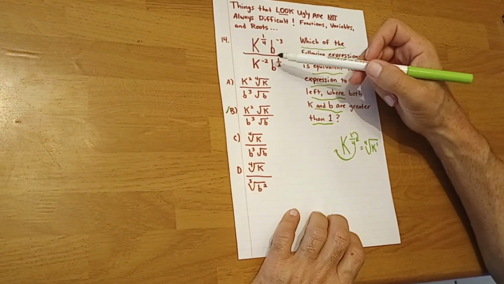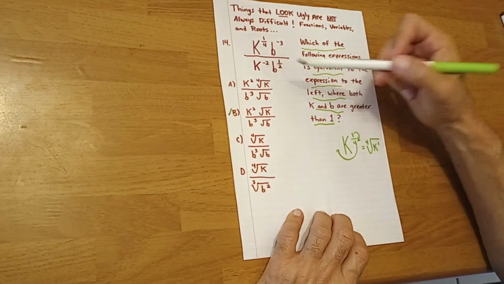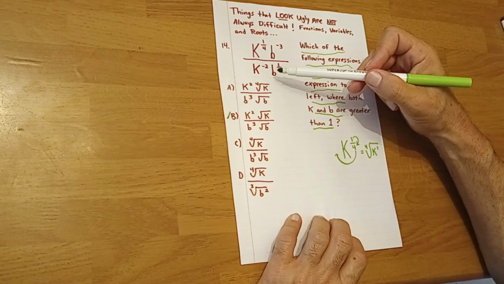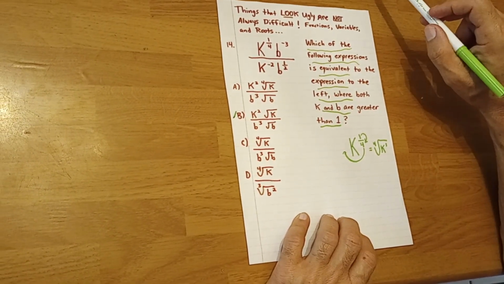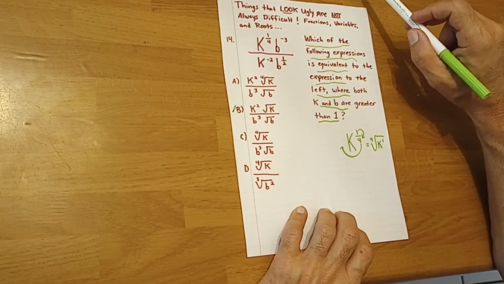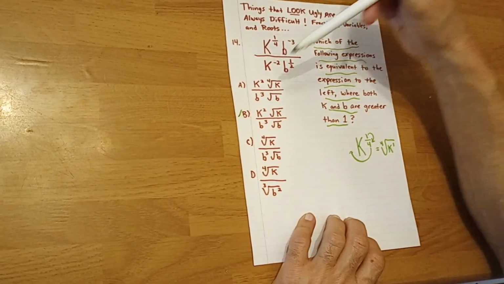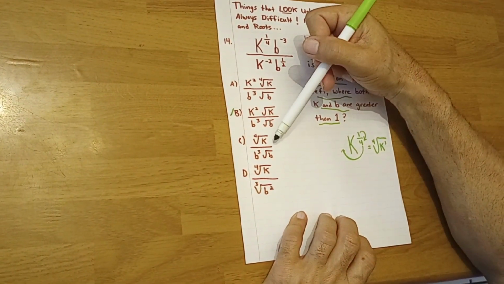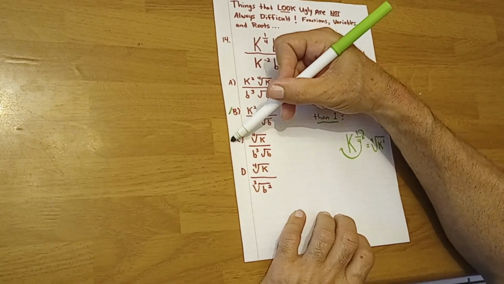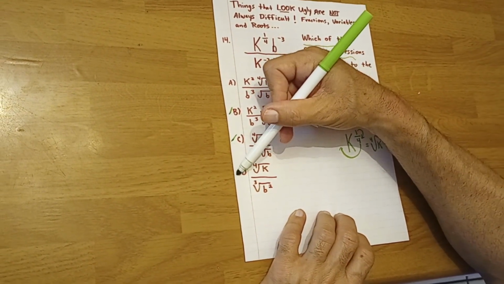Now here we have k to the -2 in the denominator, and that's actually going to go up to the numerator as k squared. So the numerator must have a 4th root of k and a k squared in it. This does, so that's okay. This does not have a k squared, so that's out. And this does not have a k squared either, so that's out.